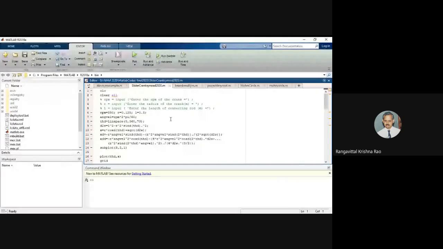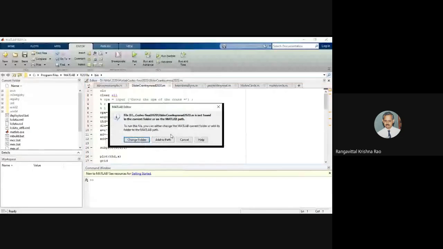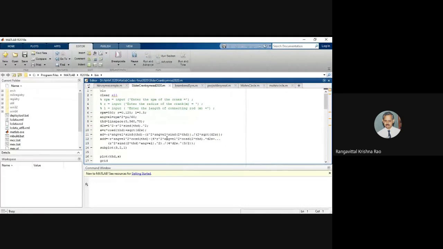There's a program on slider crank mechanism. I told you I've just commented the input statements, and if you run it for these values of the RPM, I'm busy. It's taking 2-3 minutes to run.